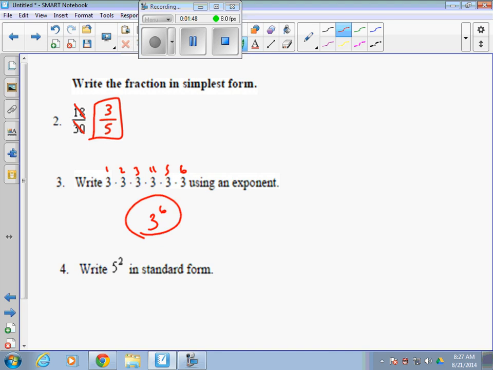Now number 4 is basically doing it in reverse. When it says standard form, you're just writing 5 times what when it shows 5 squared. So you would simply write it as 5 times 5. Some of you guys might have gone further and put it as 25. It's not necessary. Just simply write it as 5 times 5.